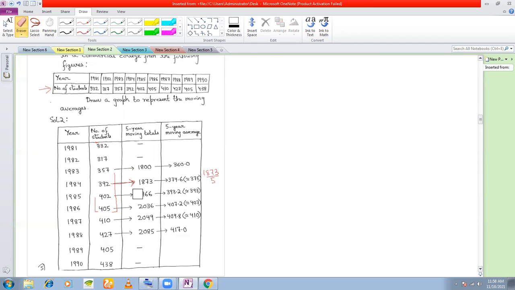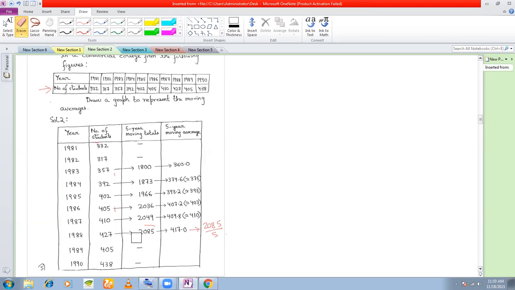And similarly for all the others I have drawn. At the last, you will see that the moving average that I have recorded here is for the last 5 values. Okay, this is the center. So this is the total of all these 5 values, and this is the average, that is 2085 divided by 5. Okay, so now what do I do?